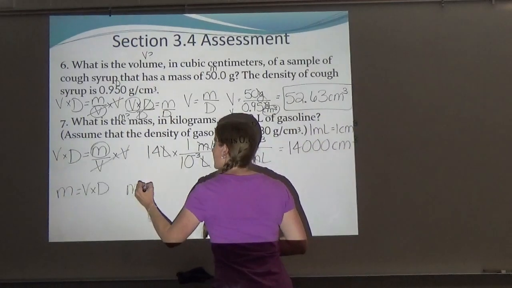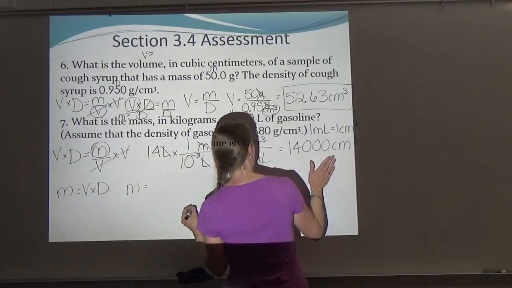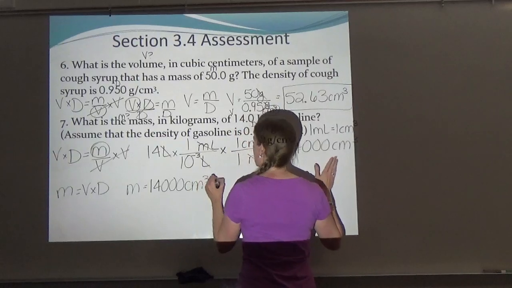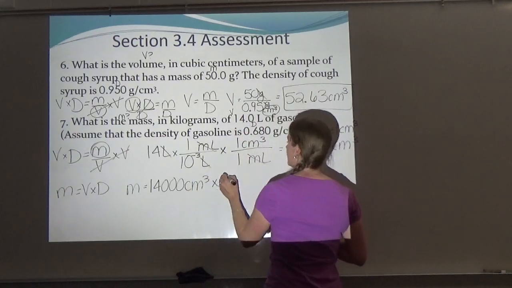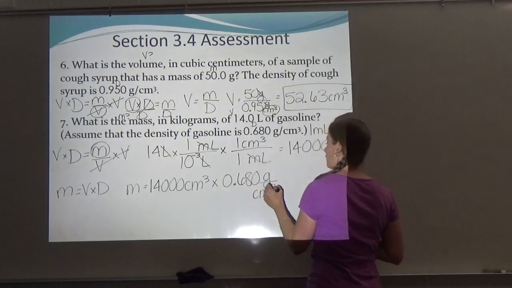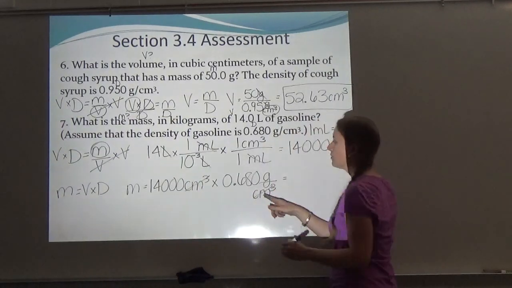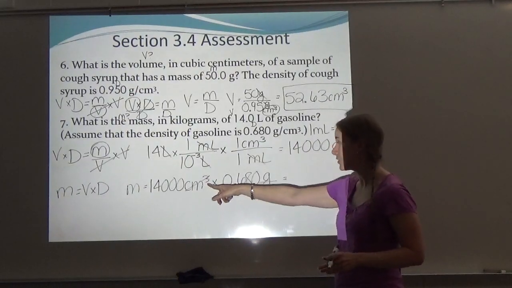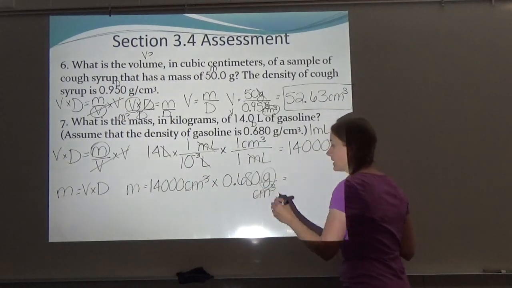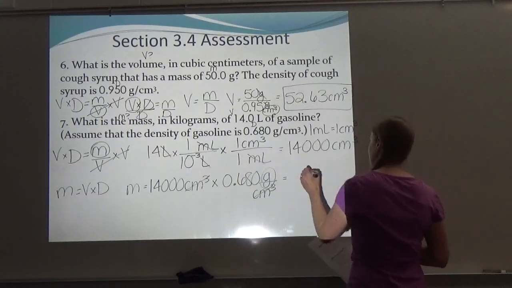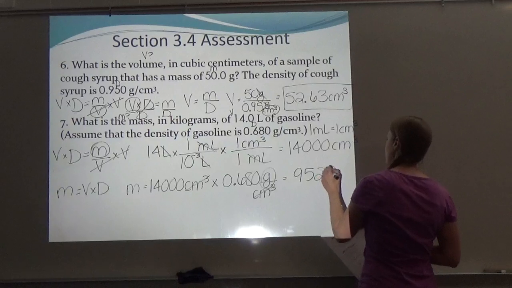So mass equals volume, which now I'm going to use this right here, 14,000 centimeters cubed, times my density, which is 0.680 grams per centimeter cubed. So if you look, now my centimeters cubed can cancel. That's the whole reason I couldn't leave this as liters. And I'm left with grams. So I multiply my two numbers, and once I do that, I get 9,520 grams.